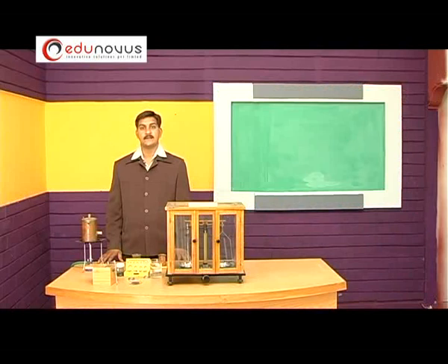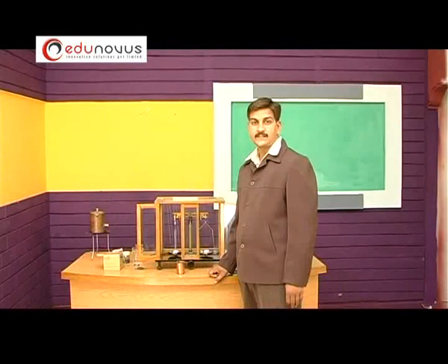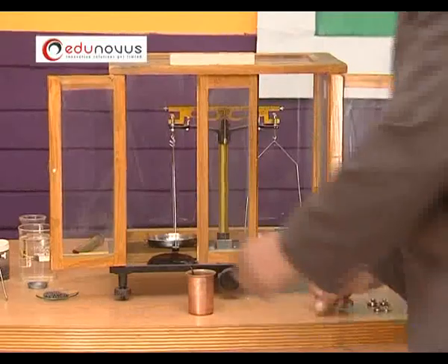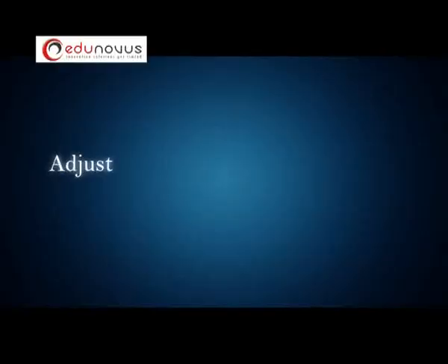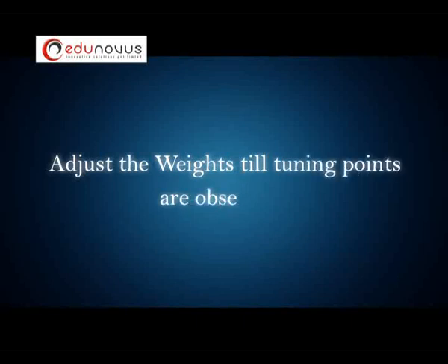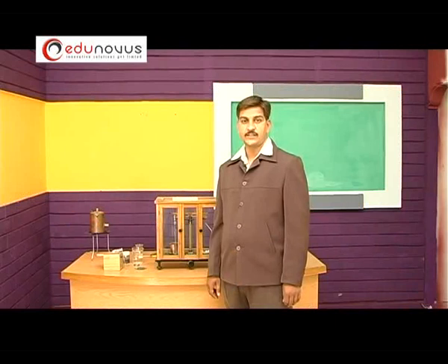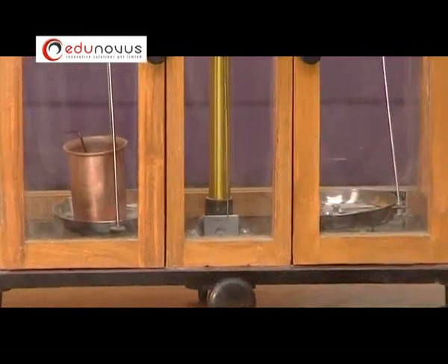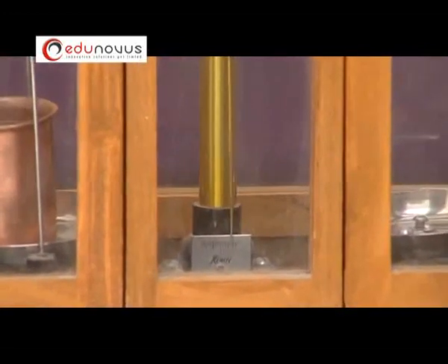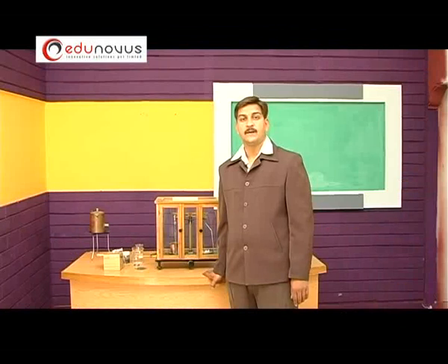Let us determine the mass of the empty calorimeter with the stirrer using the physical balance. Now we are going to place the empty calorimeter with the stirrer in the left pan of the physical balance. After adjusting the weights in the right pan, when we turn the handle rightwards, we observe the oscillations of the needle. Therefore, the mass of the empty calorimeter with stirrer is confirmed as 39 grams and 750 milligrams.